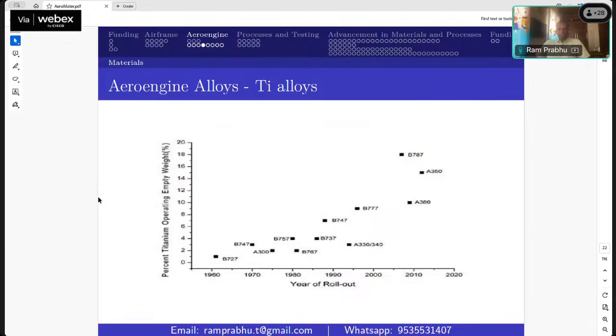So B stands for Boeing, A stands for Airbus. So you can understand the titanium usage from 1962 so far to 2020. Titanium alloy usage has significantly increased from somewhere around 1% to currently about 20% in a typical aero engine.